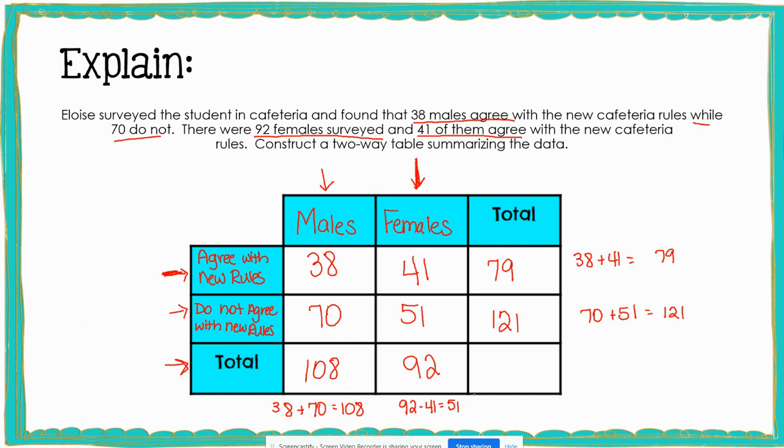And finally, for the total, I could either add up this column or this row. I'm going to get the same answer either way. If I do 79 plus 121, I get 200. If I had done 108 plus 92, I would also get 200. And that shows me that there were 200 total people surveyed.